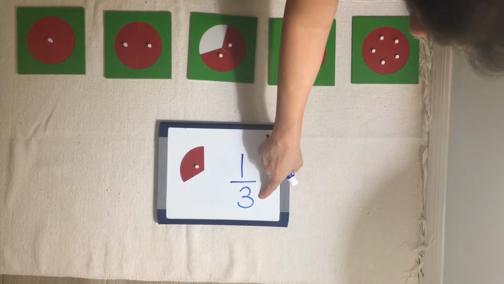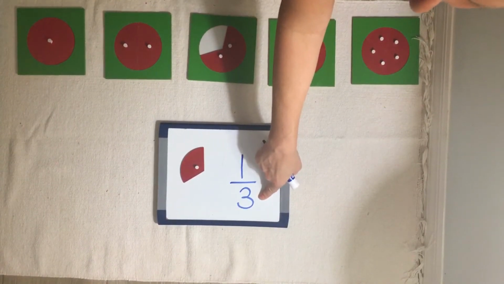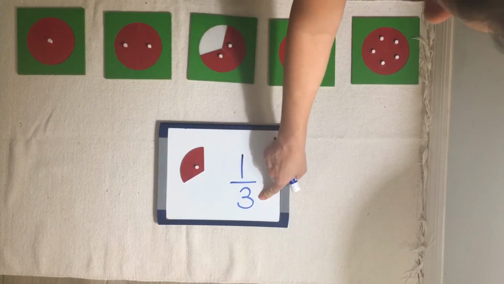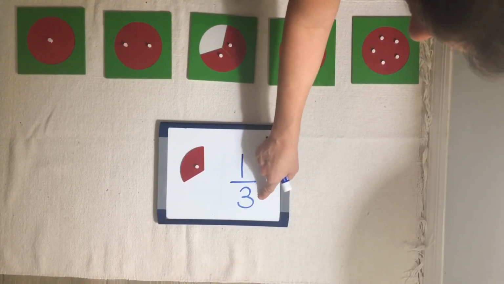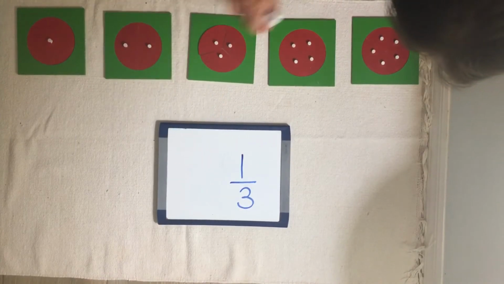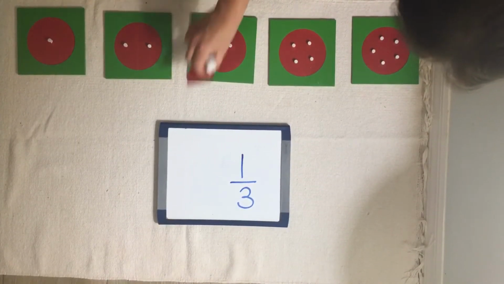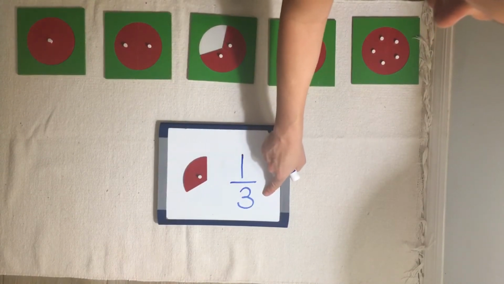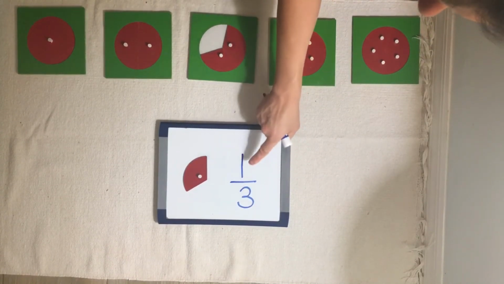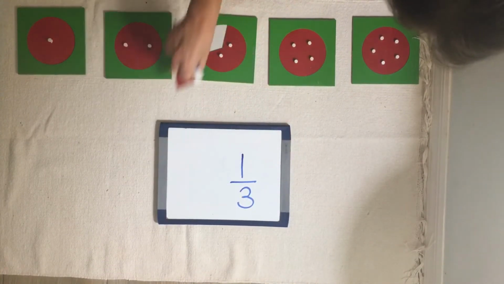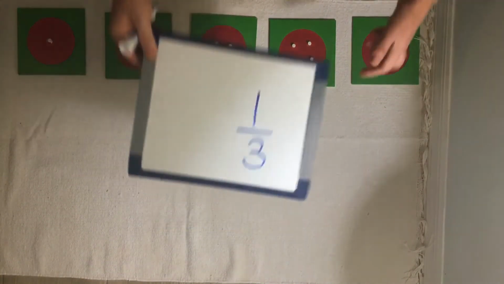The number on the bottom is called the denominator. And the denominator tells us the total number of parts that the whole has been divided into. So this fraction circle has been divided into 1, 2, 3 parts. So the denominator is 3. This is the numerator. This is the denominator. I'm going to hold it up to the screen.